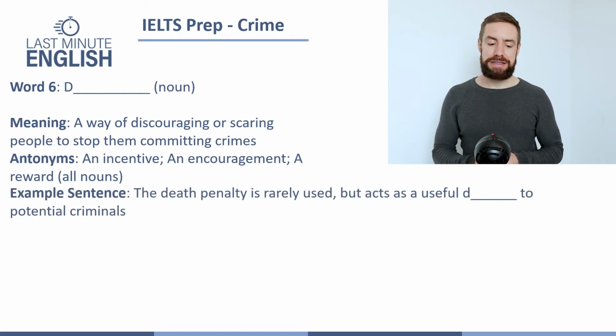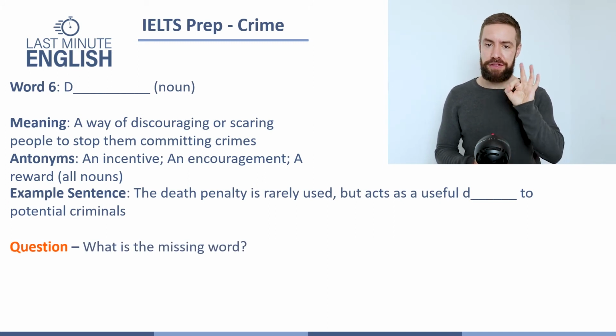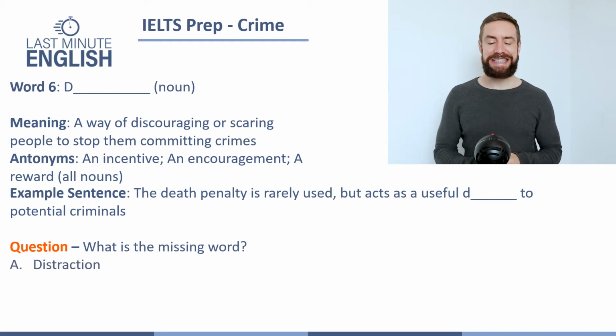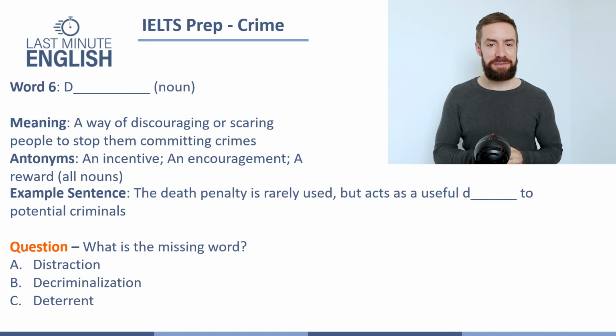An example sentence. The death penalty is rarely used, but acts as a useful... to potential criminals. Okay? And then my question, what is that missing word? And I'm going to give you 3 choices. So is it a distraction? Is it decriminalization? Or is it deterrent? Which one of these words beginning with D is the correct word here? Okay? Pause the video, think about it, and I'll tell you at the end.